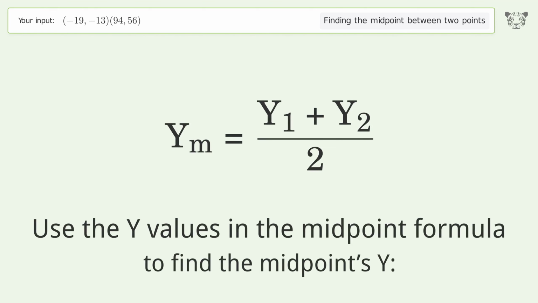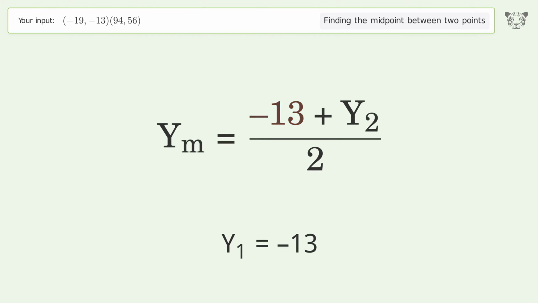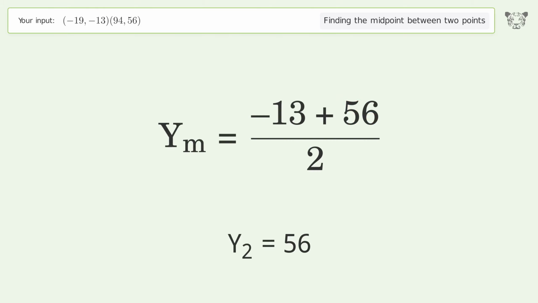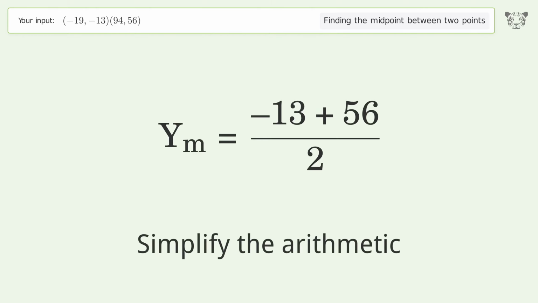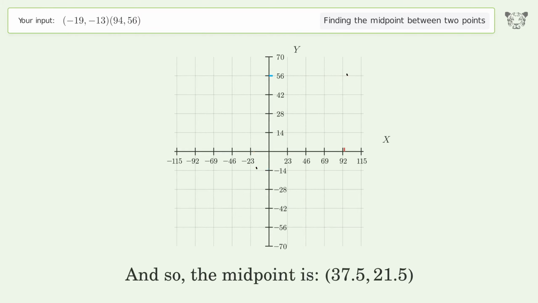Use the y values in the midpoint formula to find the midpoint's y. y1 equals -13. y2 equals 56. Simplify the arithmetic. And so, the midpoint is 37.5, 21.5.